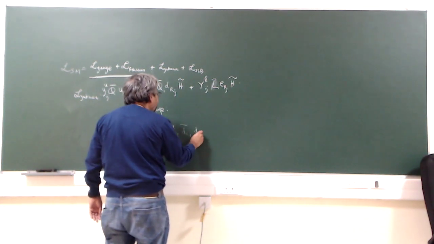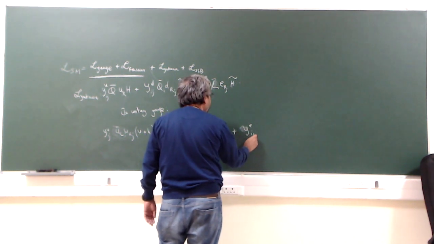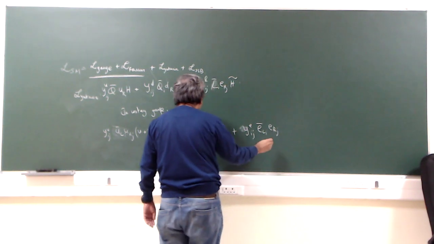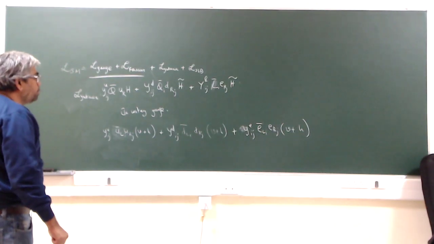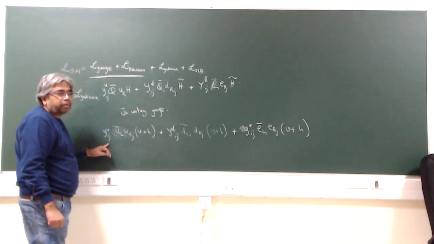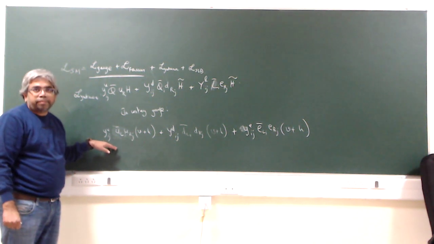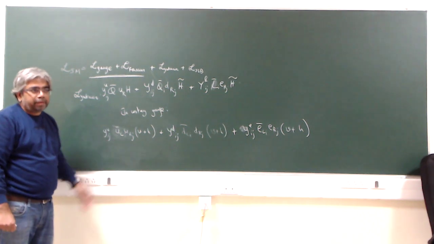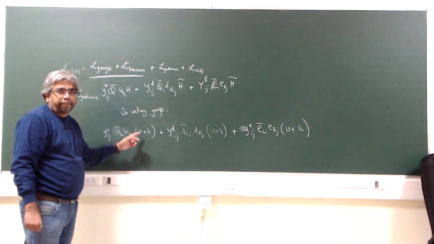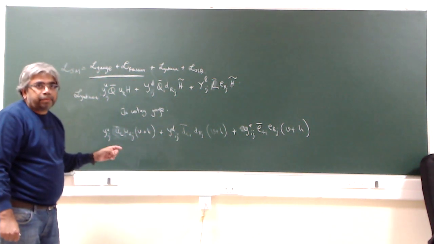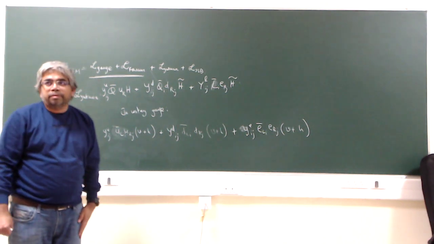D_L bar i D_R j (v + h), Y^E_ij E_L bar i E_R j (v + h). So at the starting level, these couplings are off diagonal. The Yukawa couplings are off diagonal. That means you cannot define properly the masses in terms of the Yukawa coupling. Only in the diagonal basis they can be defined. Okay? So the Higgs coupling can also be off diagonal. Okay? Any questions on this? Okay, nothing.